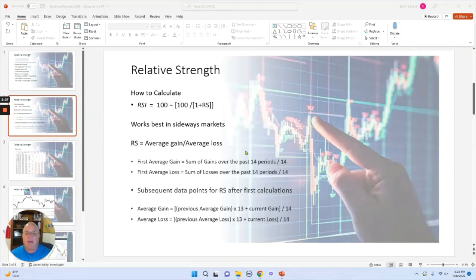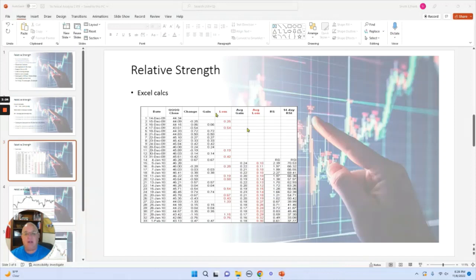But at any rate, RS, relative strength, is the average gain over the average loss. So how do you find that? For the average gains, it is the sum of the gains over the past 14 trading days, typically periods, you could do less than days, but divided by 14, versus the average loss, which is the sum of the losses up and down over a period of time as well. So subsequent data points for relative strength are after the first calculations. This is the first one here. Subsequent ones out there drop a day as you move a day forward, and that's what it's trying to say here and why it is a moving average.